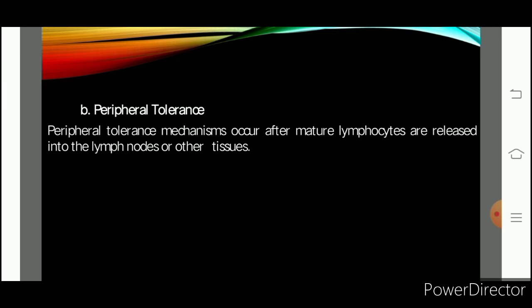So after mature lymphocytes are discharged into lymph nodes or other tissues, peripheral tolerance mechanisms kick in. These processes are designed to keep autoreactive immune cells from causing damage to the periphery if they survive the central tolerance mechanisms.